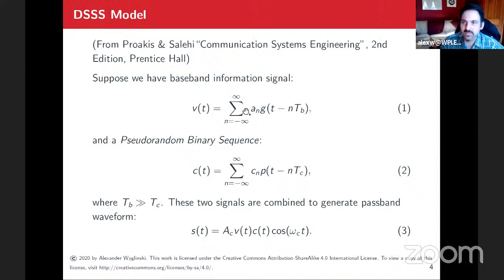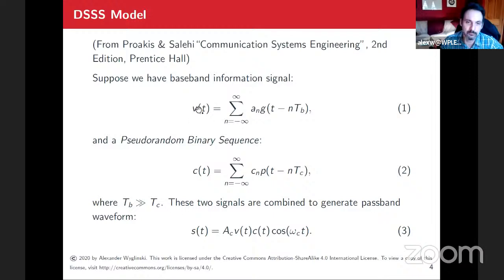I think the course textbook has an okay presentation, but I like this one better. What happens is, this is our baseband. And I'm using V of T. In this case it's not G of T, we're using V of T. This is how Proakis and Salehi defined it, okay?